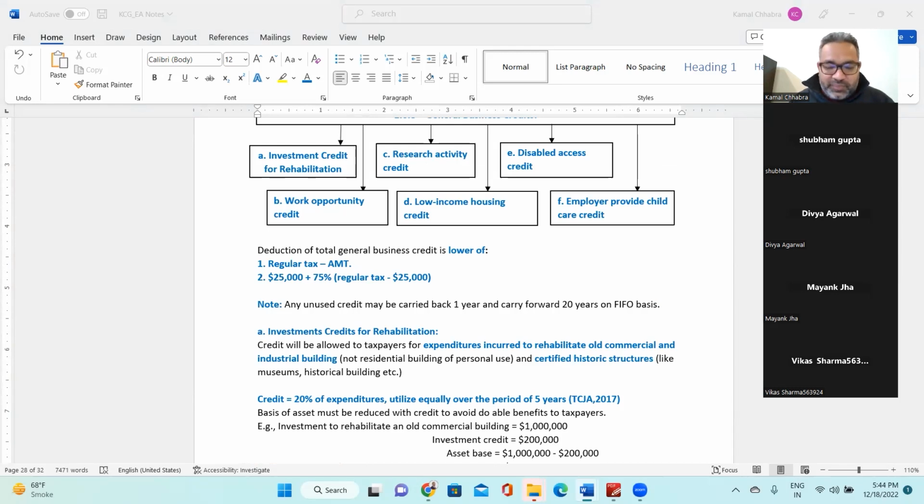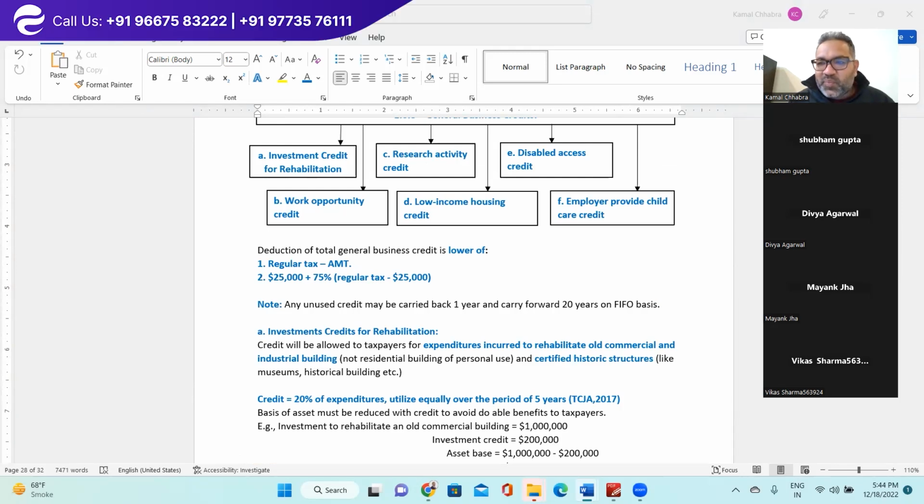Mayank? Sir, I also just read 5 years, that you usually utilize over the period of 5 years. So it's written, my answer will be 5 only. Garima, Rajat? So 5 years. But how will you be utilizing it over the period of 5 years? 20% each year.